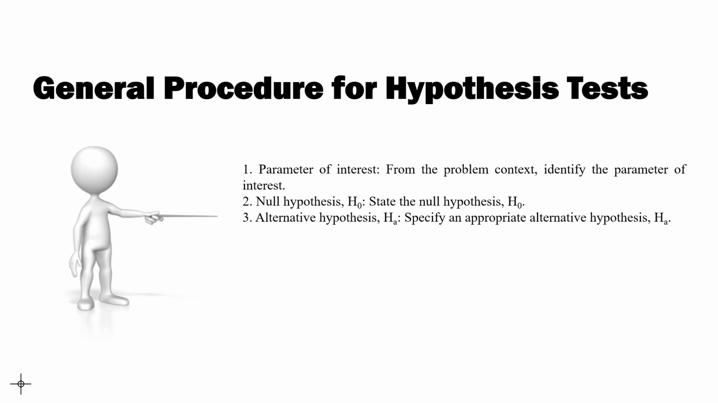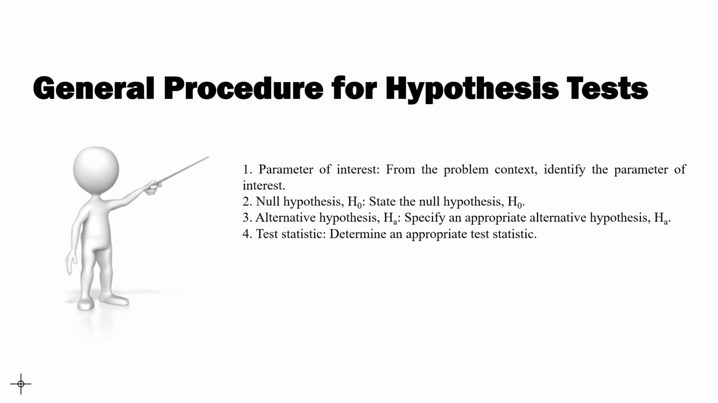Step 3. Defining the alternative hypothesis. The alternative hypothesis is the opposite of the null hypothesis. It reflects what you are trying to prove or find evidence for. It could be a claim that the parameter is greater than, less than, or different from the value specified in the null hypothesis. Step 4. Choosing the test statistic. The test statistic is a numerical value calculated from the sample data that is used to decide whether to reject the null hypothesis.